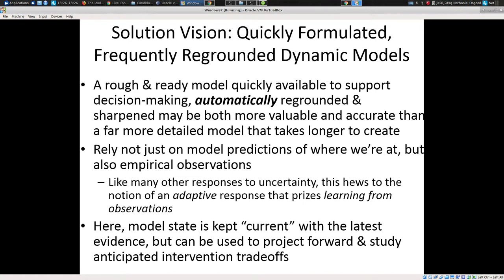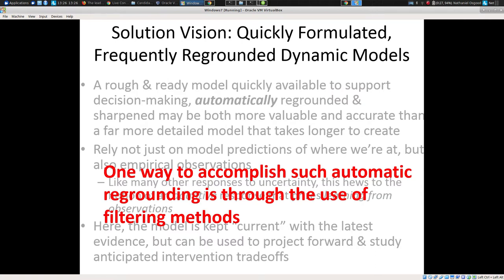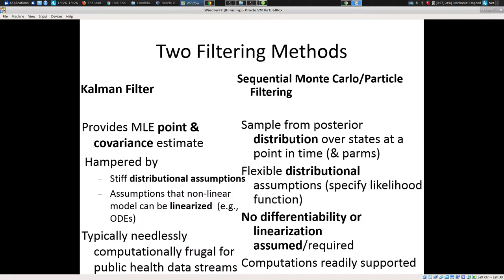Okay, so we're going to talk about particle filtering. Particle filtering provides this approach to automatically regrounded and sharpened models. It's one of a number of filtering methods out there. Filtering is a term that has evolved in its meaning. Here we're using filtering to describe a situation where we're estimating the underlying state of the system given incoming data.